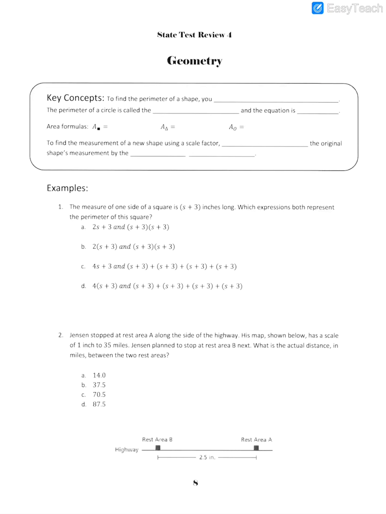Hey guys, this is State Test Review 4 that we're about to go over. So let's look at the key concepts at the top. To find the perimeter of a shape, you add up all the sides.